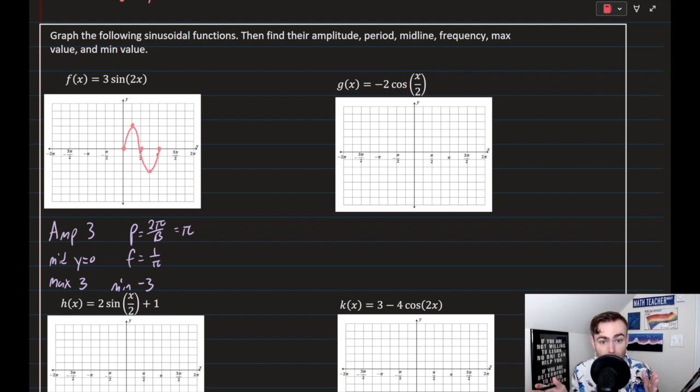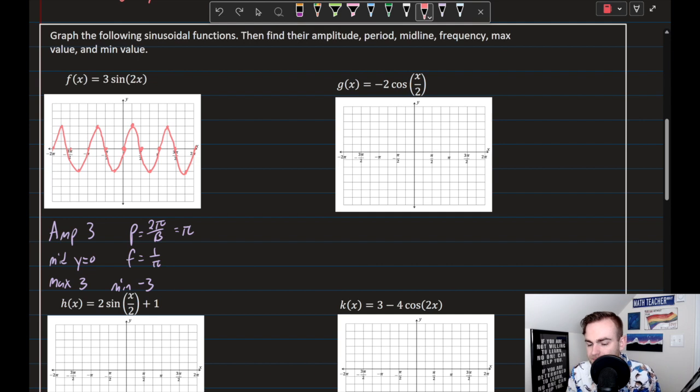So that's one cycle. Now we just infinitely repeat and copy and paste that both directions until we fill up our graph. So we're going up, middle, down, middle, and that completes the right-hand side. On the left-hand side, we're going to do the exact opposite order because it's odd, remember? So down, middle, up, middle, down, middle, up, middle, and we get this curve right here.